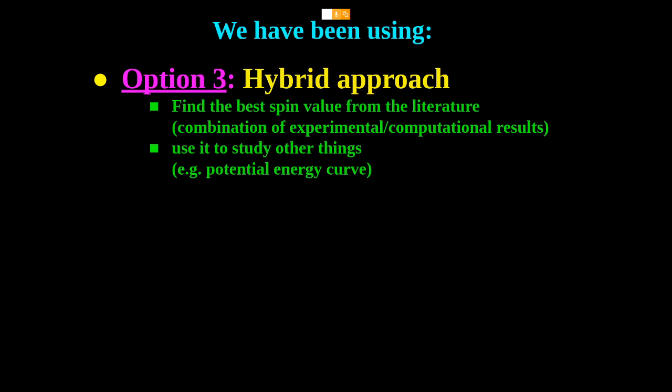So what have you been doing all this time? You've been using a hybrid approach. I was doing this behind the scenes. You were just doing calculations. I would give you a spin value. You didn't know that I was doing this, but I was looking at the literature. I was finding the best spin value from the literature, which is a combination of experimental and computational results.